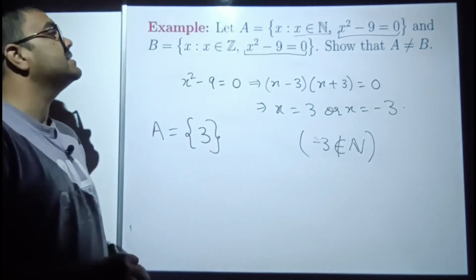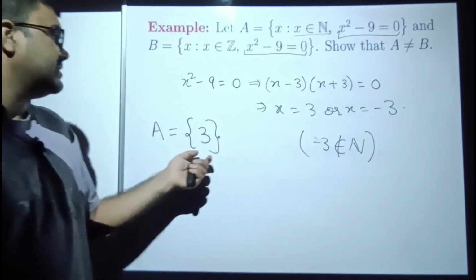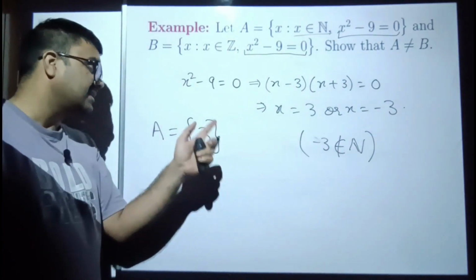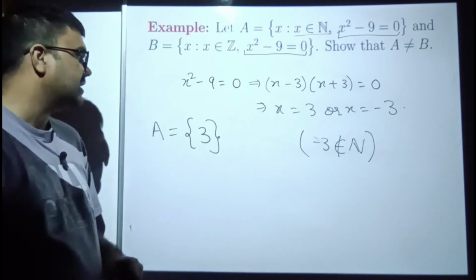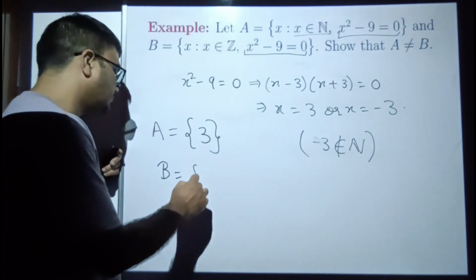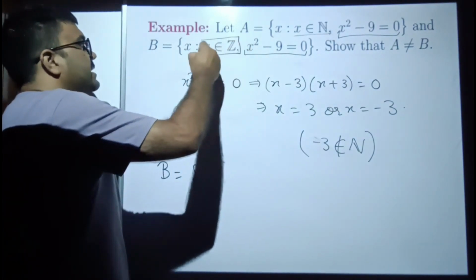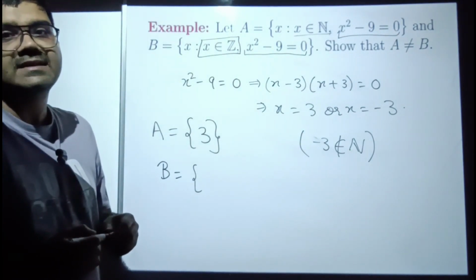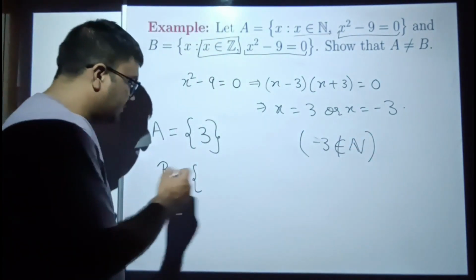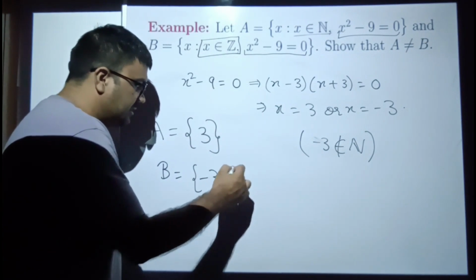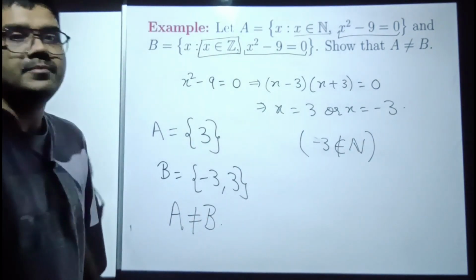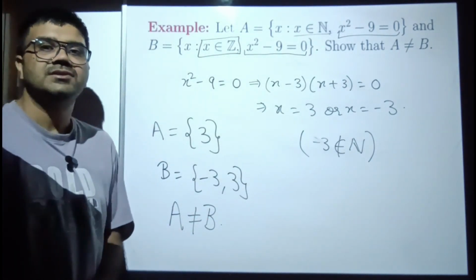Because of this additional condition that x has to be a natural number, and minus 3 is not a natural number, this element minus 3 cannot be an element of the set A. So we are saying that A is equal to {3}. Similarly, when we are talking about the set B, the condition is x belongs to Z, x is an integer. Both of these numbers 3 and minus 3 are integers. So we can write the set B as {minus 3, 3}. So what we obtain is that the set A is not equal to the set B. Both these sets are not equal to each other.